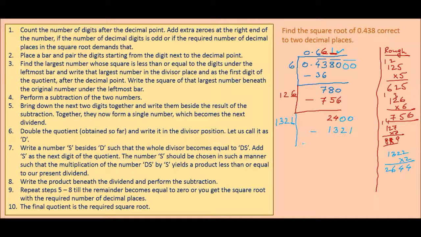And we can perform the subtraction, but we are not interested in performing the subtraction because we have found the value of this position. It is 1. It is less than 5. Therefore, we do not have to add 1 to this 6. So what will be our answer? Let us write our answer. Square root of 0.438 is equal to 0.66 approximately.